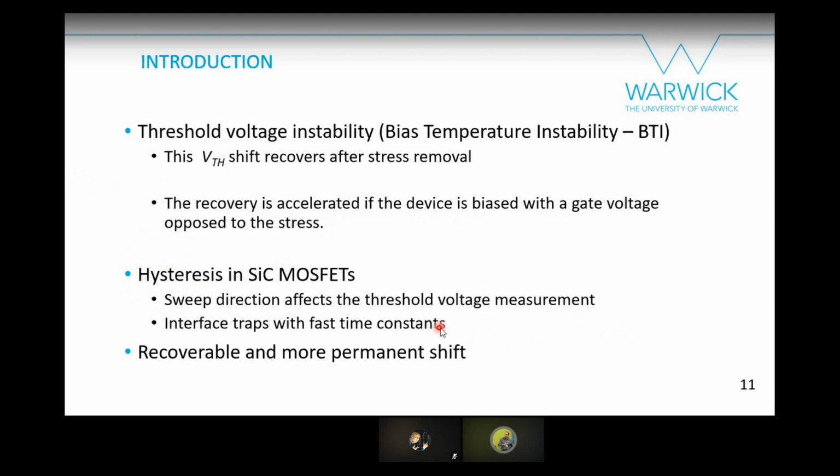So if you bias your device upward, so from 0 to 20 volts, you are trapping charges, you are shifting the threshold voltage up, and then you stay there for a bit, and then you go back. When you do the measurement from positive voltage to 0, you will see that the threshold voltage has shifted. There's a positive shift. So that's hysteresis. And this is just because you have interface traps that are really fast to capture, and just during the measurements they can be captured. And you have something that is called recoverable shift linked to the hysteresis, and then you have a more permanent shift.